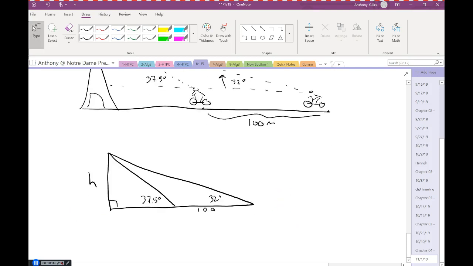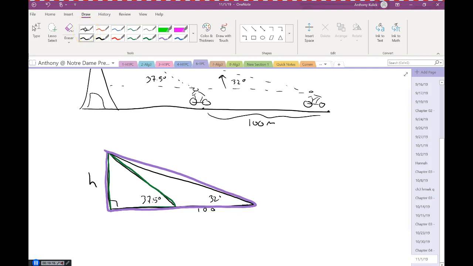So this is the information that we know. Everybody agree with that? So when I look at this, the tricky part is that there are actually two right triangles in this picture. Right? There's this right triangle here, and then there's this right triangle here. Everybody can see that?